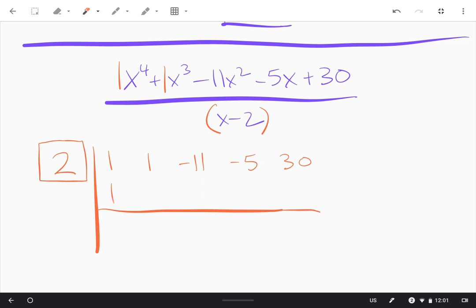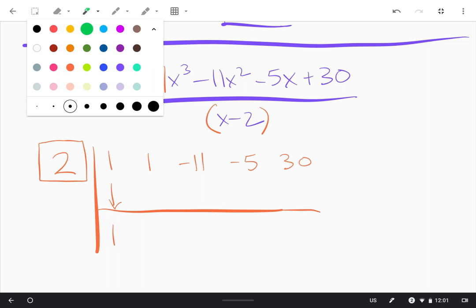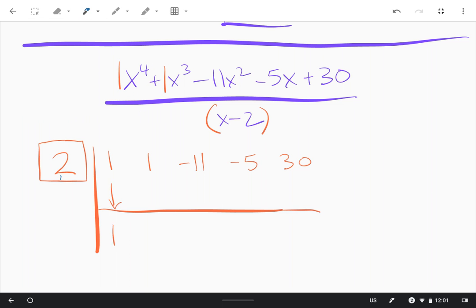When we do synthetic division, the first thing we do is bring down this first term. And then from there, it's just a matter of multiplying 2 times whatever is in this row, and then writing the answer in the next column. So 2 times 1 is 2. 1 plus 2 is 3. So you multiply, write the answer in the next column, add that next column. Now I do it again. 2 times 3 is 6. Negative 11 plus 6 is negative 5. 2 times negative 5 is negative 10. Negative 5 plus negative 10 is negative 15.